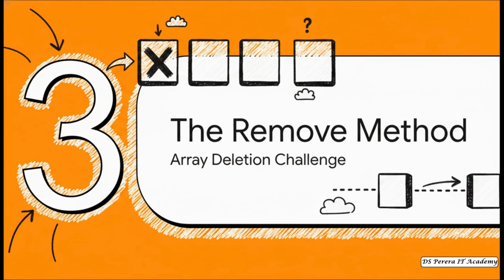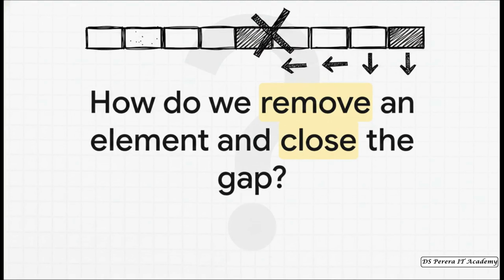Adding an item was easy, right? We just tacked it on to the end. But removing an item, especially from the middle of an array, presents a really unique challenge that we need to solve carefully and efficiently. So here's the core of the problem.